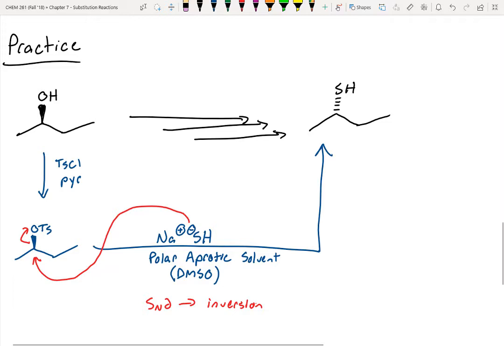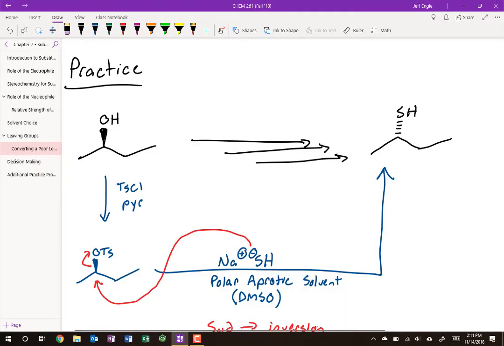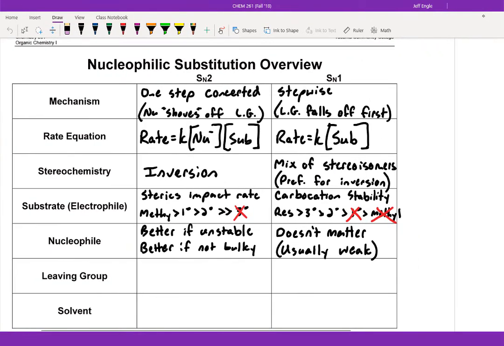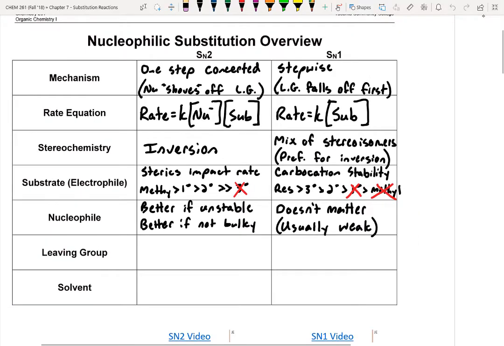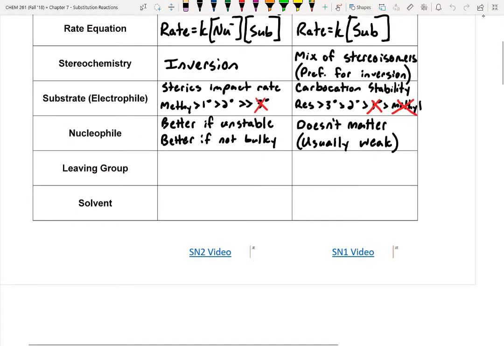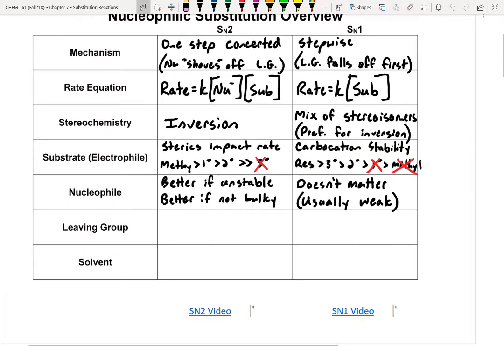So now what I want to do is go back and complete our SN1 versus SN2 sheet. We've got all the key features we need now. And then I'll show you some common tips too. All right. So on the left-hand side, we've got SN2. Is it really important to have a good leaving group for SN2 reactions, or just moderately important? Moderately important.